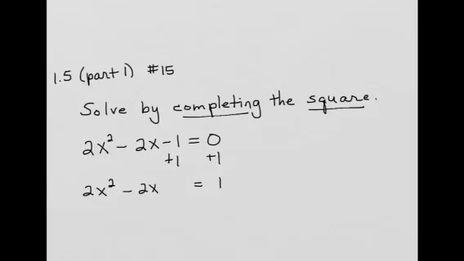Notice that I left a blank space there. Eventually I'm going to be filling in a term when we complete the square. But we're not ready to do that yet because I need to divide both sides of the equation by 2.